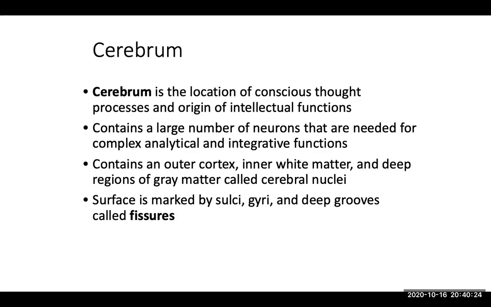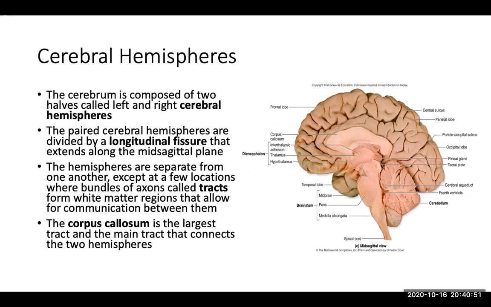The cerebrum is the location of all conscious thought processes and the origin of intellectual functions. It contains a large number of neurons that are needed for complex analytical and integrative functions. It will contain that outer gray cortex and the inner white matter, and also deep regions of gray matter called the cerebral nuclei. The surface is marked by the sulci, gyri, and deep grooves called fissures, which we showed before. There are two halves to the brain called the left and right cerebral hemispheres. They're separated by the longitudinal fissure that extends along the mid-sagittal plane.